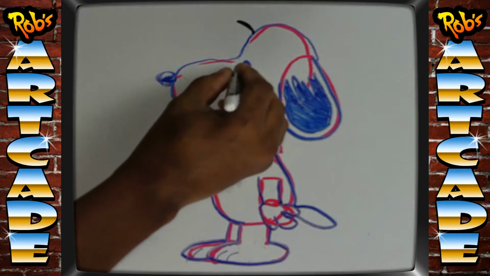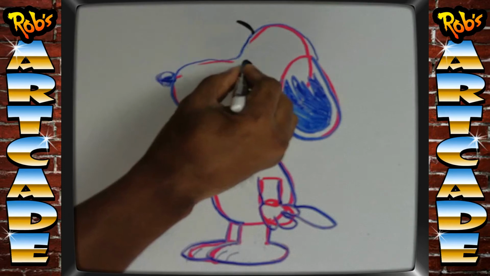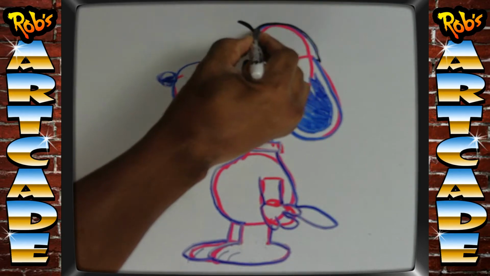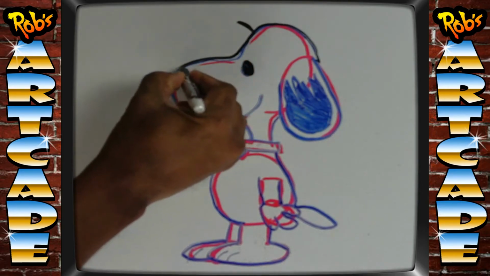Now we're going to start tracing over everything that we've drawn. I'm going to fill in the eye. I'm going to go around the shape that I did for the head.